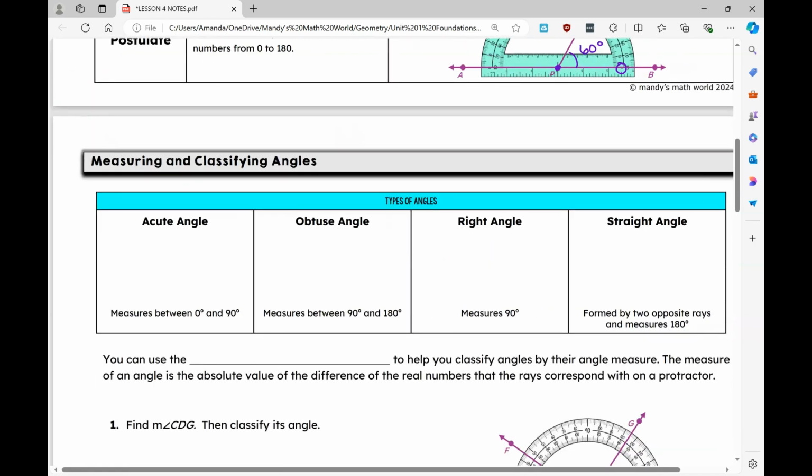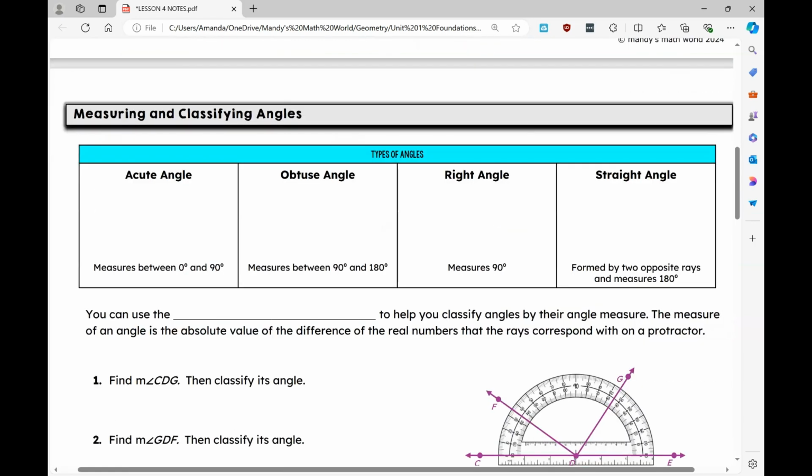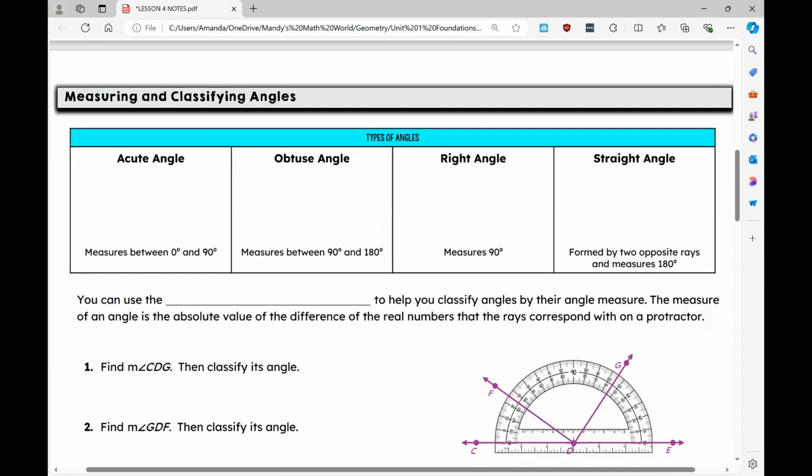Let's move on to measuring and classifying angles. Hopefully this is a review for you, but I still want to point it out because it's good to review. So an acute angle is an angle that measures between 0 and 90 degrees, and it looks something like that, okay? It's a cute little angle. An obtuse angle is an angle that measures between 90 and 180, right? So it looks something like that. A right angle measures exactly 90 degrees. So it looks like this. It's like the corner of a sheet of paper. And we designate a right angle with a little square down here, okay?